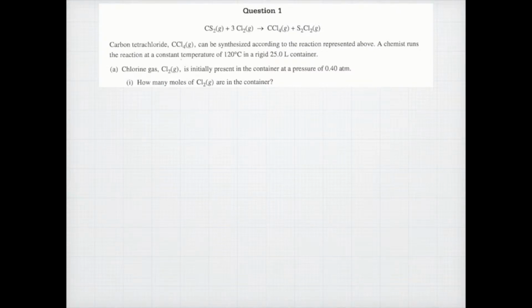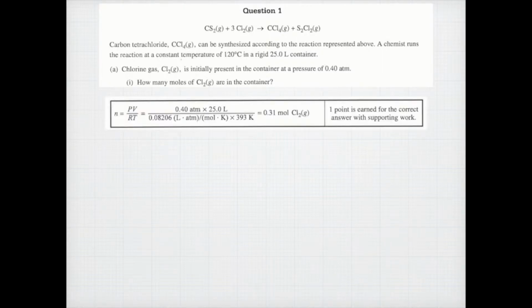So immediately, before I even consider this problem, I know I'm going to have to use PV=nRT. And I look at this first question, part I, and it says how many moles of Cl2 are going to be in this container. So I'm going to use PV equals nRT. I know my pressure and my volume. I know my temperature and my R. Remember, your temperature has to be in Kelvin.